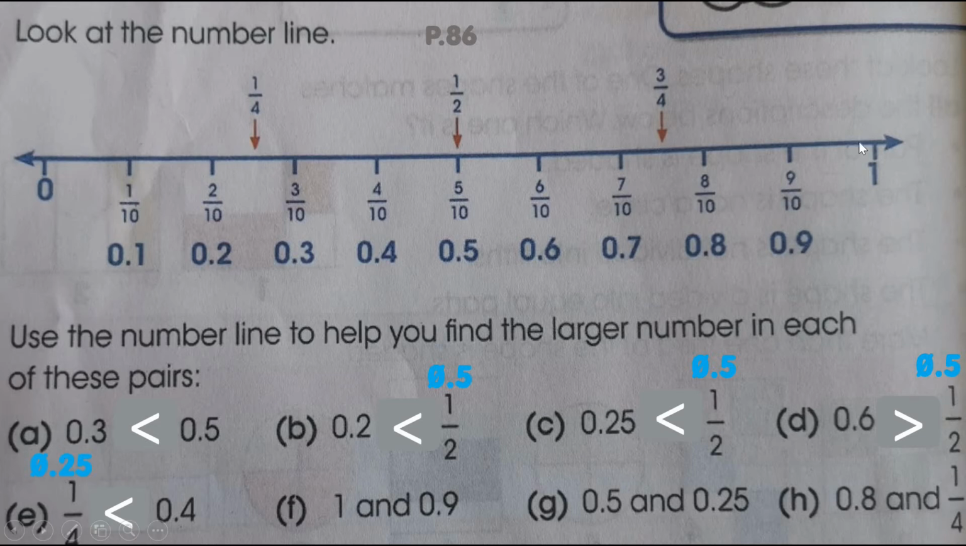We have 1 full, this is 1 full, and 0.9. Obviously 1 is bigger than 0.9. Then we have 0.5 and 0.25. Again, 0.25 was here and our 0.5 is here, so 0.5 is bigger. We have 0.8 and 1 out of 4. 1 out of 4 is 0.25. Obviously 0.8 is bigger because it falls right under there, while 0.25 is here.